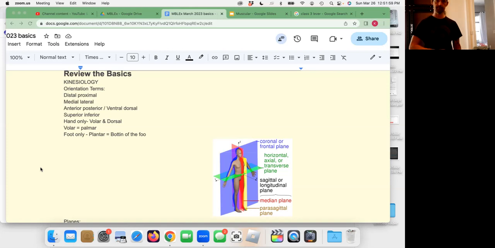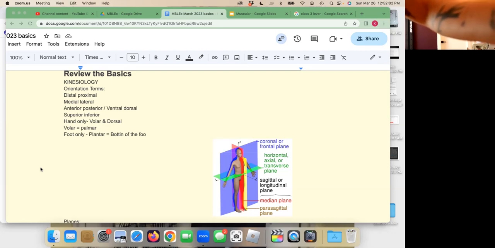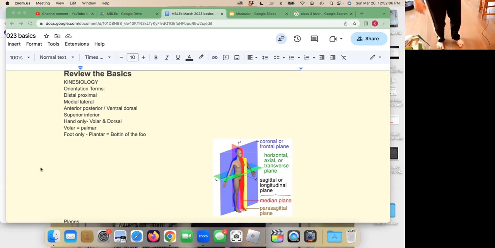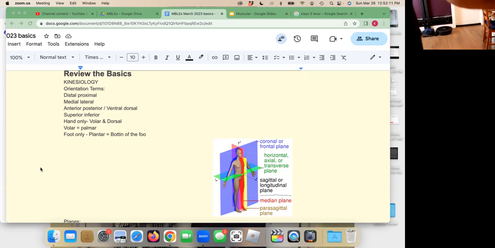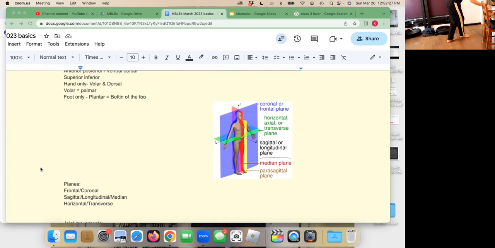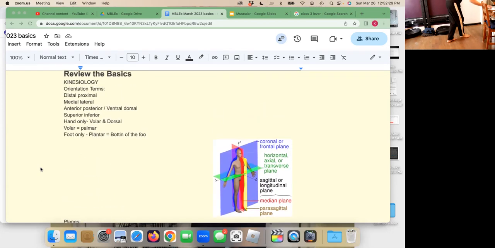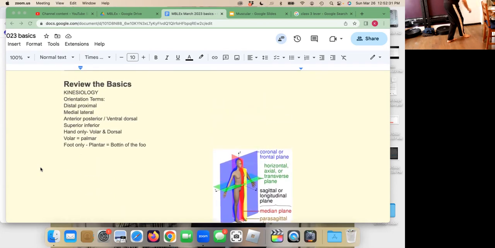Oh, I forgot to mention that the sagittal plane for the lower body includes hip flexion and extension, as well as knee flexion, knee extension, plantar flexion, and dorsiflexion. Okay, great. So now let's go through. Those are our planes. Now let's do our orientation terms.